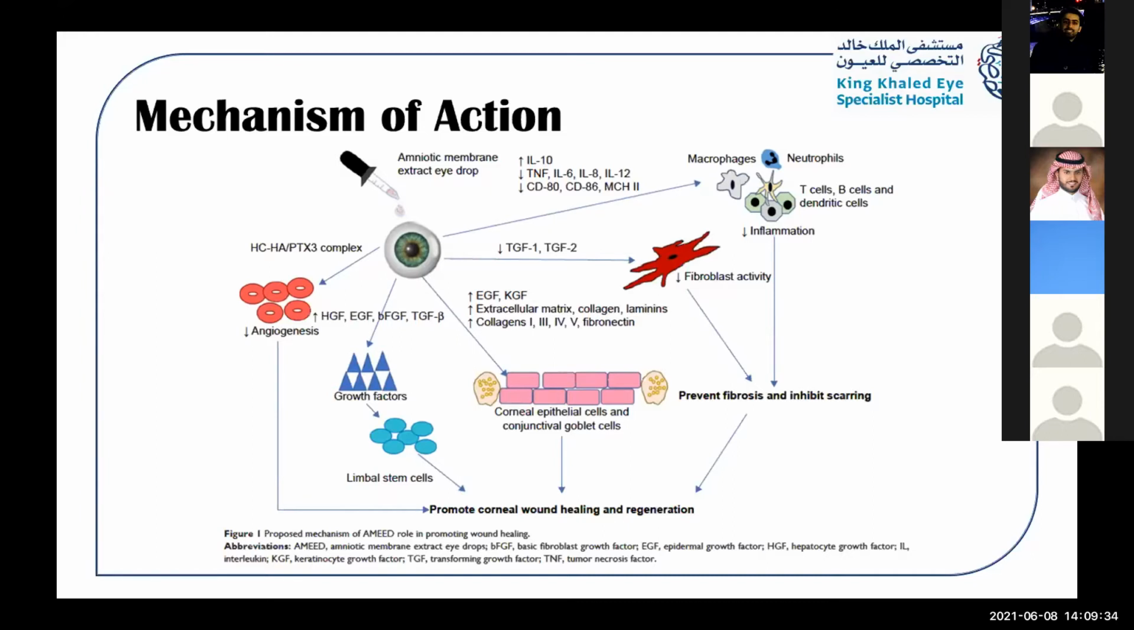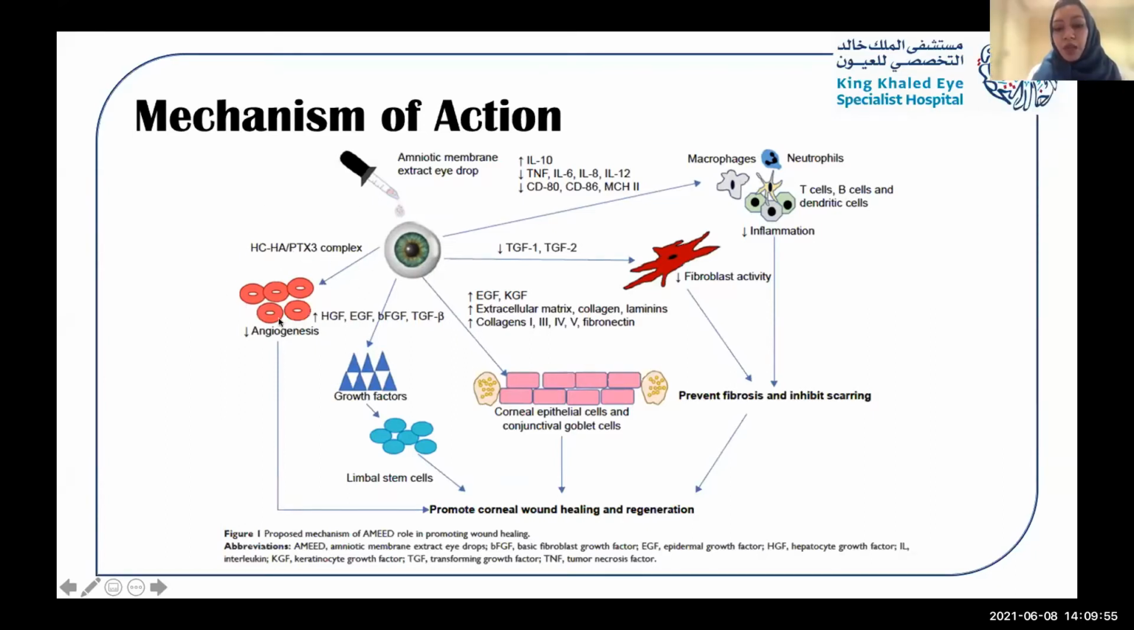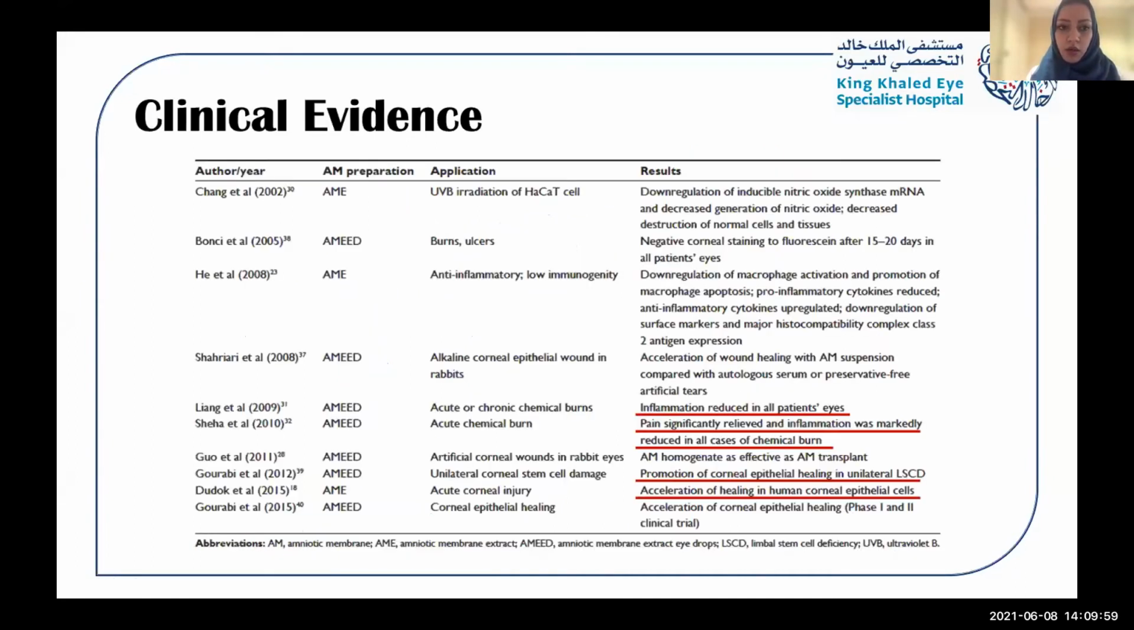They have a very excellent effect for preventing scar formation and fibroblast activity through the downregulation of transforming growth factors 1 and 2. Another complex is the heavy chain complex. They say that it has some effect on angiogenesis.